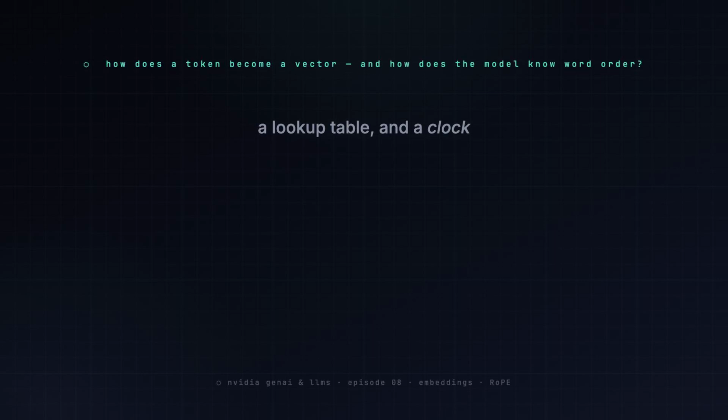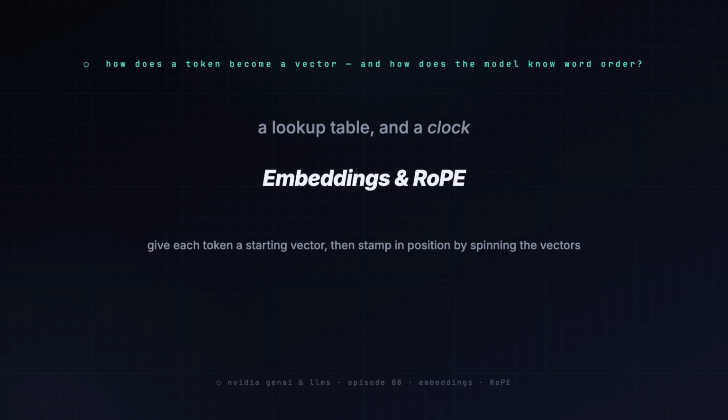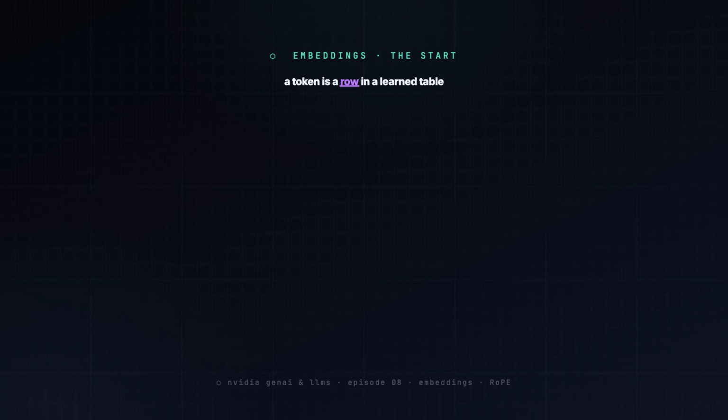Last episode, we walked a token from text all the way to a next word guess, but we waved our hands at the very first step. How does a token even become a vector? And there's a second mystery hiding in there. Attention, on its own, can't tell what order the words came in. This episode fixes both. A token becomes a vector by simple lookup.